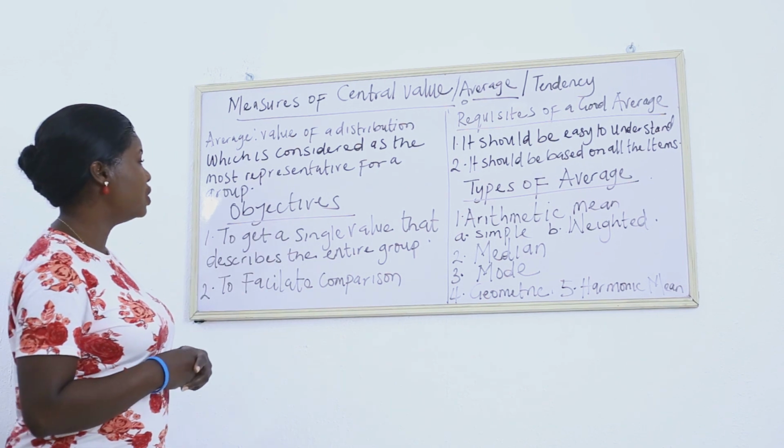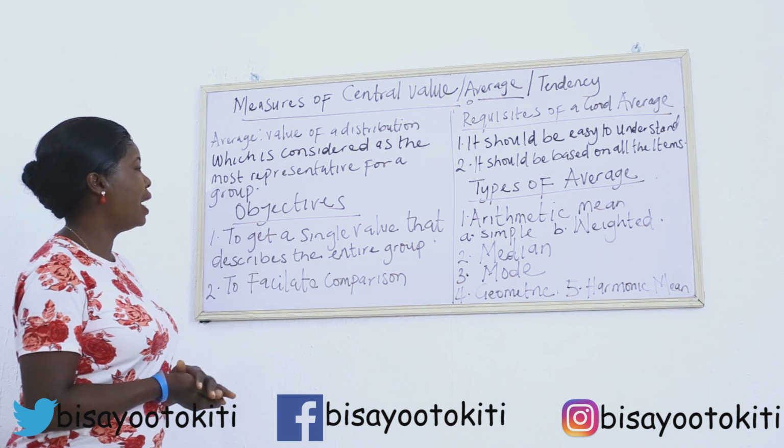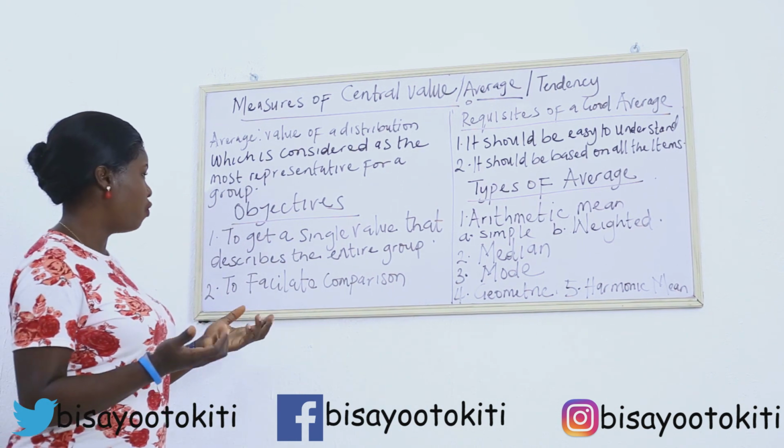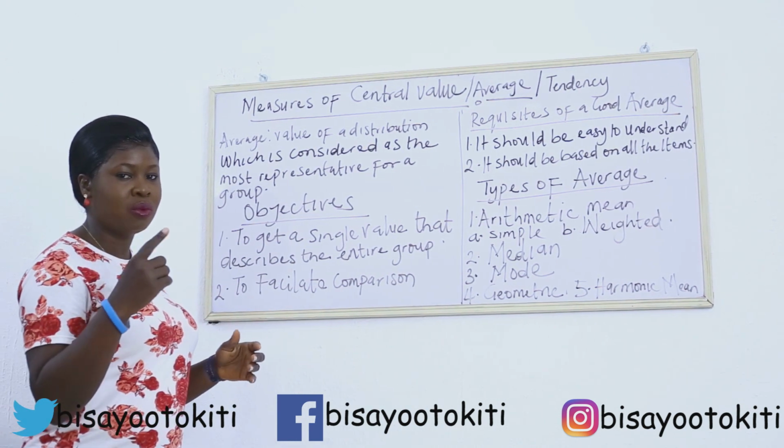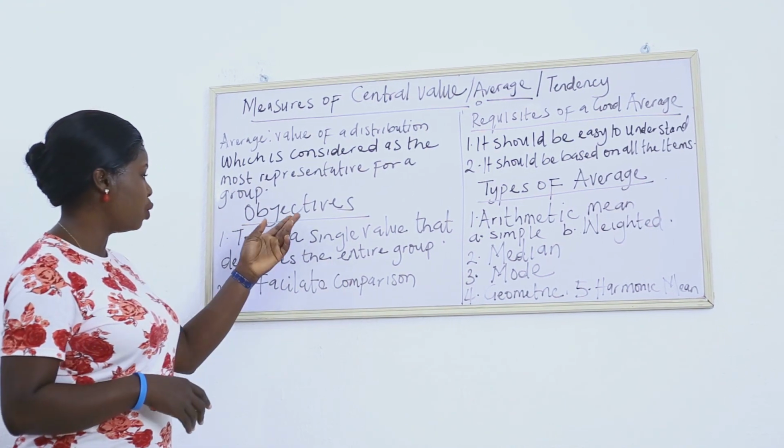And what then is an average? Averages are values of a distribution which are considered the most representative for a group. Just a single value that will represent the entire group. Average.